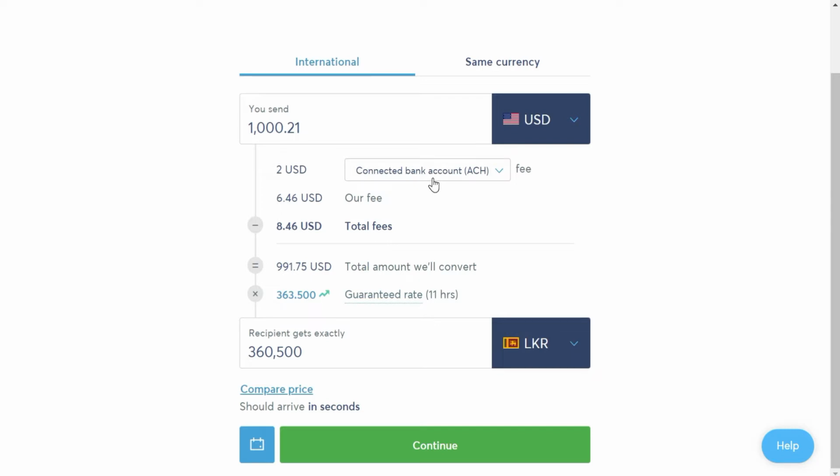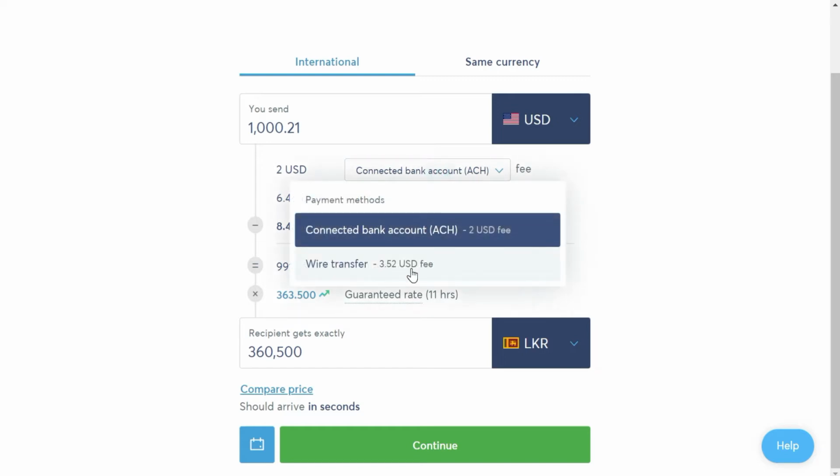In fee, you can find two options: bank transfer with a cost of 3.52, and bank account connected to Wise, with a cost of $2. Later on we will see how to create a bank account with Wise so you can save the difference. But if you don't want to complicate things, I recommend you to select bank transfer. At the moment there is no option to use a credit card to send dollars.